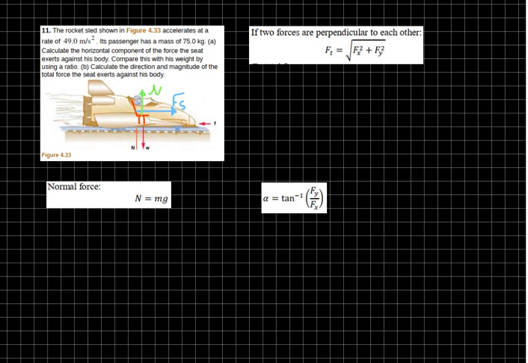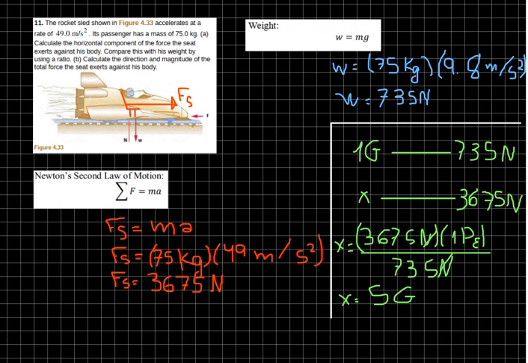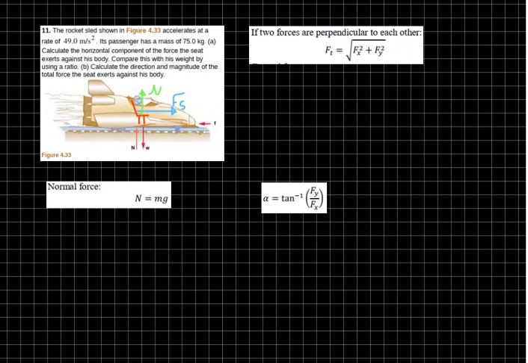Okay, so we have the force of the seat, but we don't have the normal force. And here we have the formula of the normal force, which is quite alike to the formula of the weight, mass times gravity. So quickly we can say that the normal force is equal to 735 newtons. Easy peasy. There we have it. And as you can see here, the two forces are perpendicular to each other.